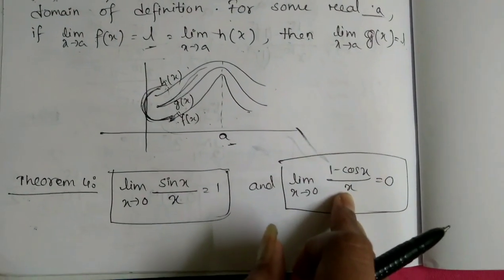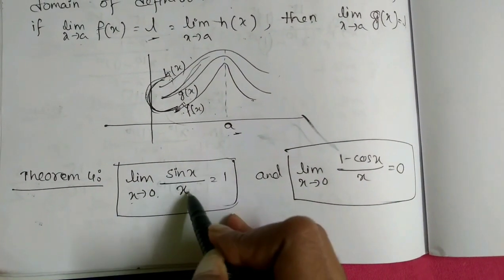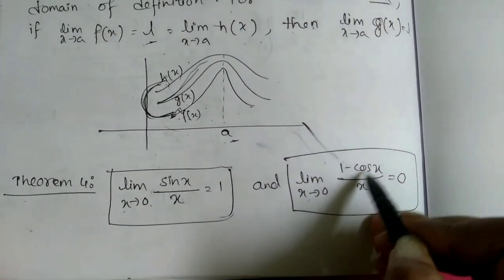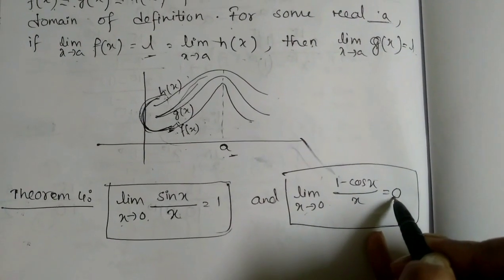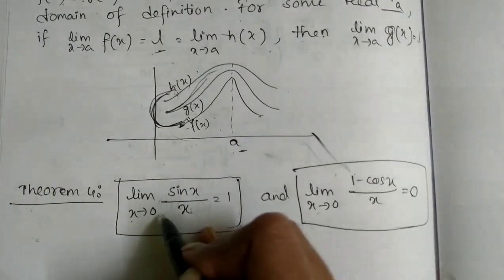Our next theorem is, limit x tends to 0, sin x by x is equal to 1. Limit x tends to 0, 1 minus cos x by x is equal to 0. No need to prove these theorems, just remember the values, it will be enough.